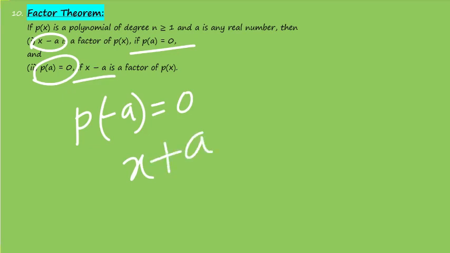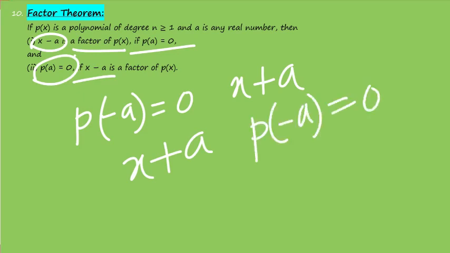Similarly, if x plus a is a factor, then p of minus a will be equal to 0. Remember this, don't get confused. I have repeated it because this is important. Students often get confused at this point and make mistakes, so you should not do it. Hence I have repeated it even if it bores you.